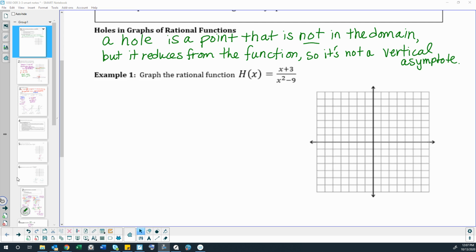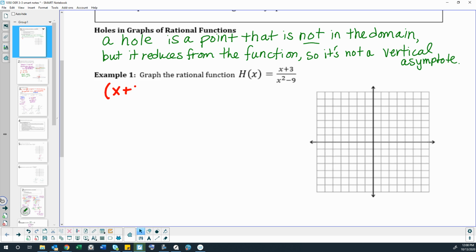Section 3.3, we're going to talk more about holes and slant asymptotes today. So a hole is a point that is not in the domain, but it reduces from the function, so it's not a vertical asymptote either. Okay. Let's follow our steps that we learned in section 3.2 and start by factoring.